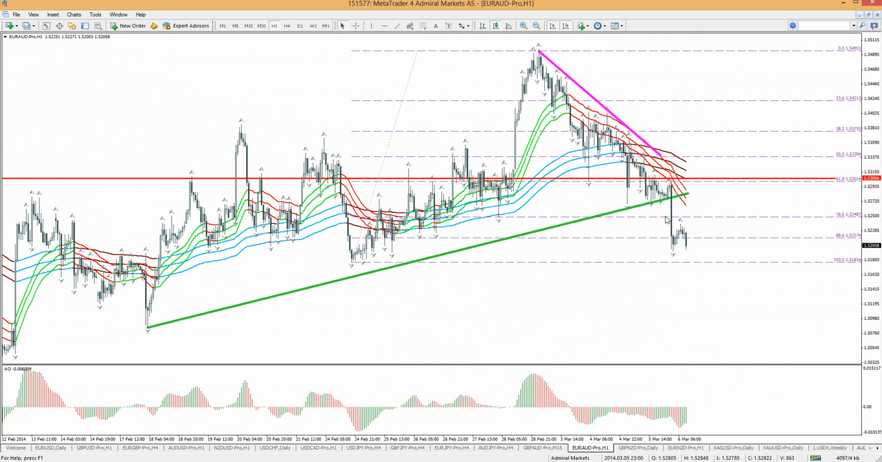And you can see it took time, but eventually price broke below the short-term moving averages. Those got red, then price used that red as a resistance, then broke below the long-term moving averages, and we've been staying underneath these red moving averages ever since, and this trend has continued to the downside.